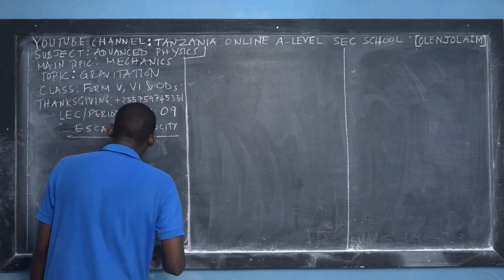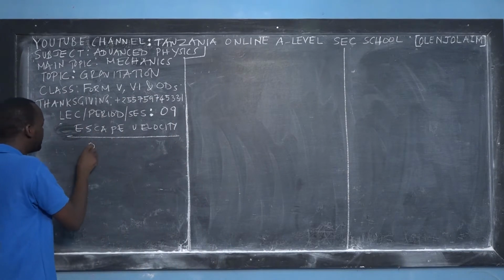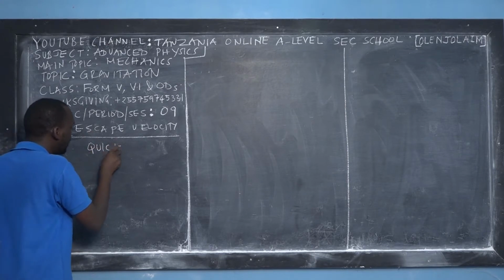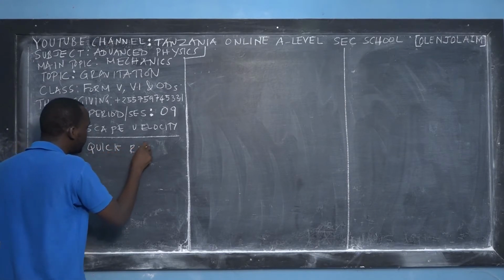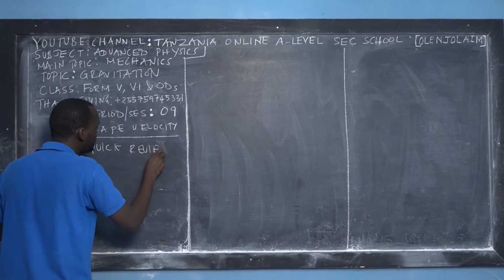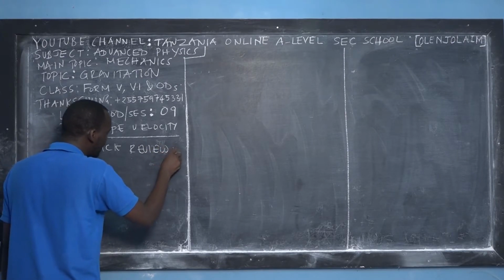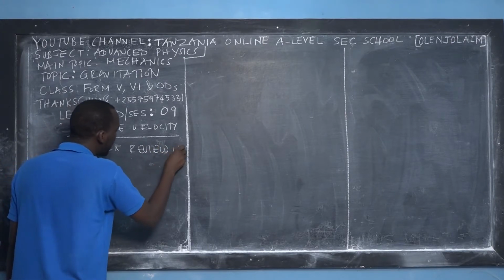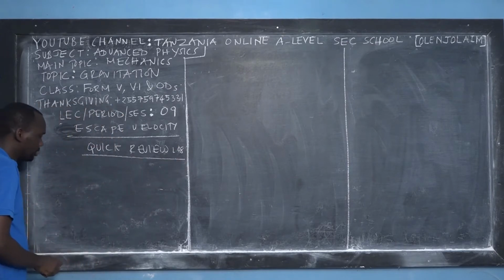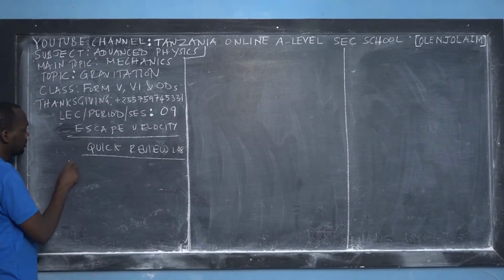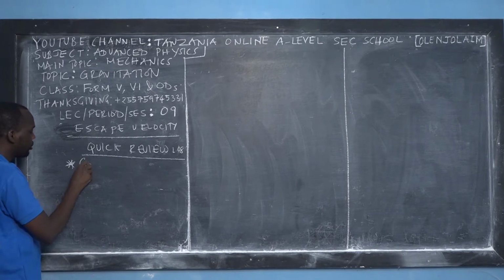So simply, before I start these concepts of escape velocity, I would like just to do a quick review of what we covered in lecture 8. In lecture 8, we covered many concepts, but I would like to quickly review a few of them. I taught you about the concept we call the gravitational field.